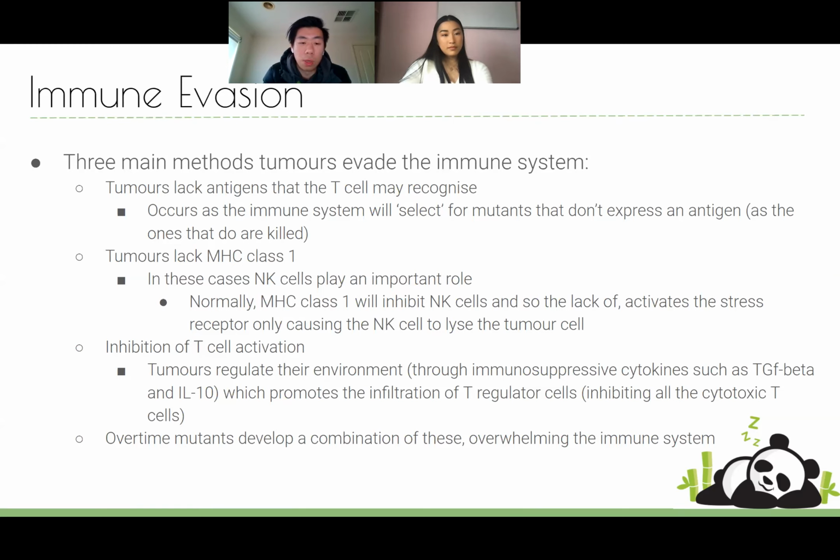And some of the cells will inhibit your T cell activation. So tumors regulate the environment, i.e. they create their own cytokines and create an environment where T regulatory cells will inhibit all the other cells around them. Over time, a tumor cell will combine these three, determine what works for them, and evade the immune system as a byproduct of that. And that's how they can evade your immune system. But these are the three methods.